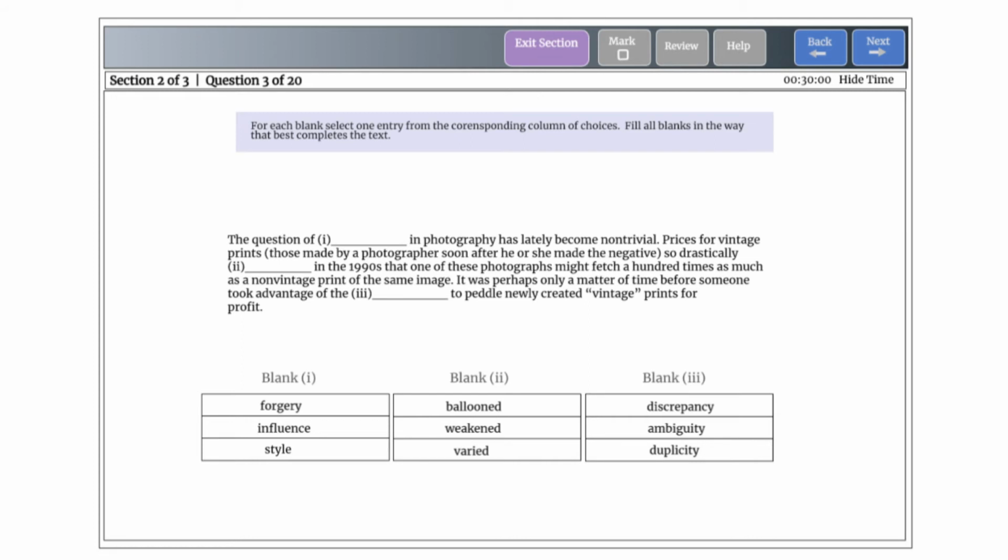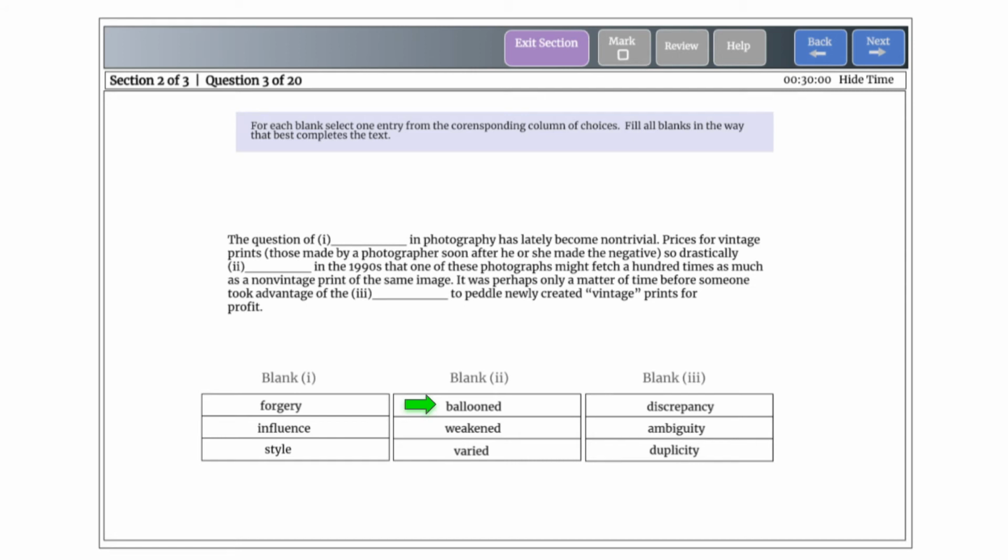Prices for vintage prints, those made by a photographer soon after he or she made the negative, so drastically blanked in the 1990s that one of these photographs might fetch 100 times as much as a non-vintage print of the same image. Okay, so right there, I can actually answer the second blank, right? This one is probably the one that stands alone on its own. We know that one of these photographs is worth 100 times as much as this other one, right? And so the idea that prices are ballooning is what's being suggested to us here. All right, so that's good. That's giving some context to the sentence.